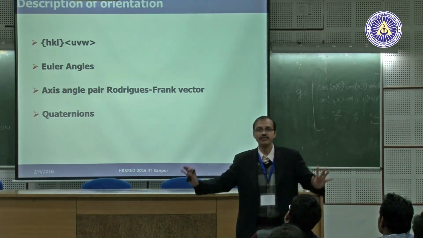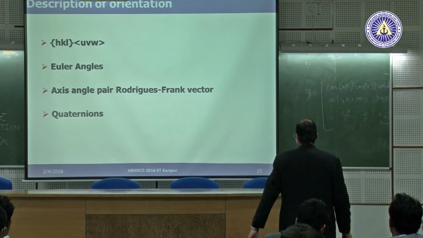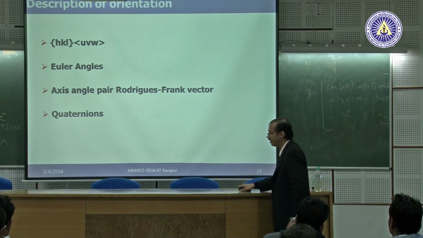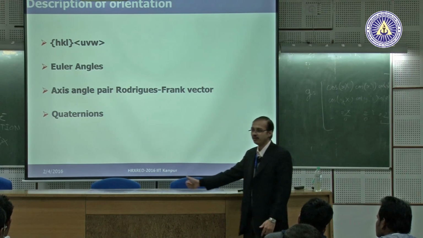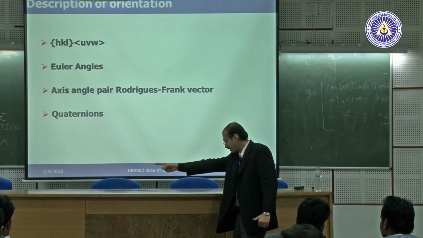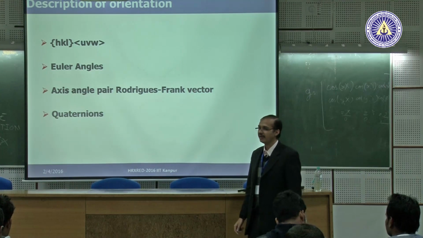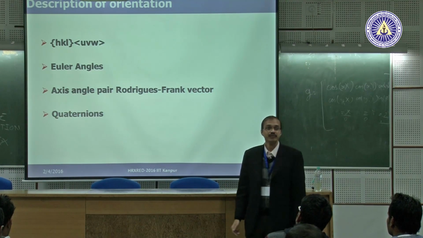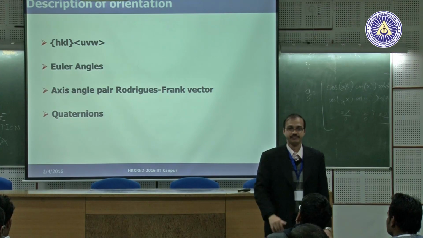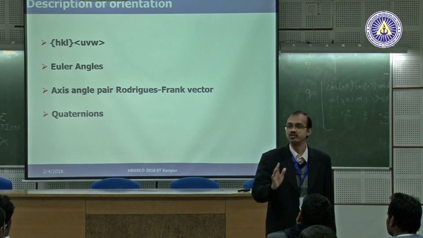But the simplest way of representing texture or orientation is to look at this. Let's assume this is my rolled sheet. This is my ND, my normal direction, which is coming out. This is my rolled direction because this is longer, and this is my transverse direction, right? So I just say, tell me which is the HKL plane. If I take a normal to that HKL plane, that corresponds to ND.